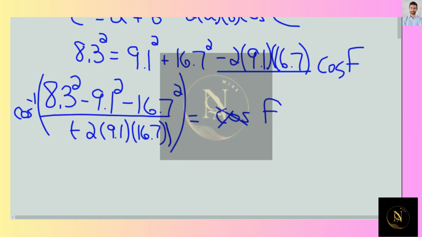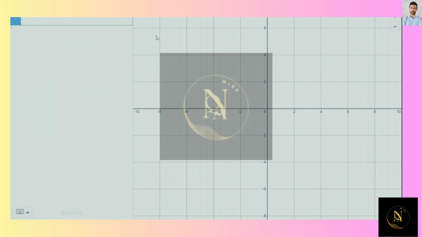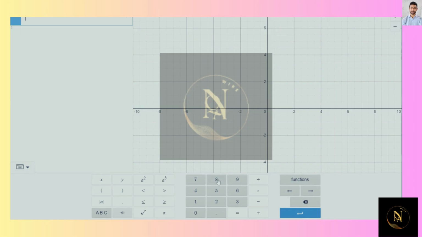I'm going to show you this on Desmos. So if we do 8.3 squared minus 9.1 squared minus 16.7 squared, and then we will divide this by negative 2 times 9.1 times 16.7, and we want to inverse cosine this whole thing.